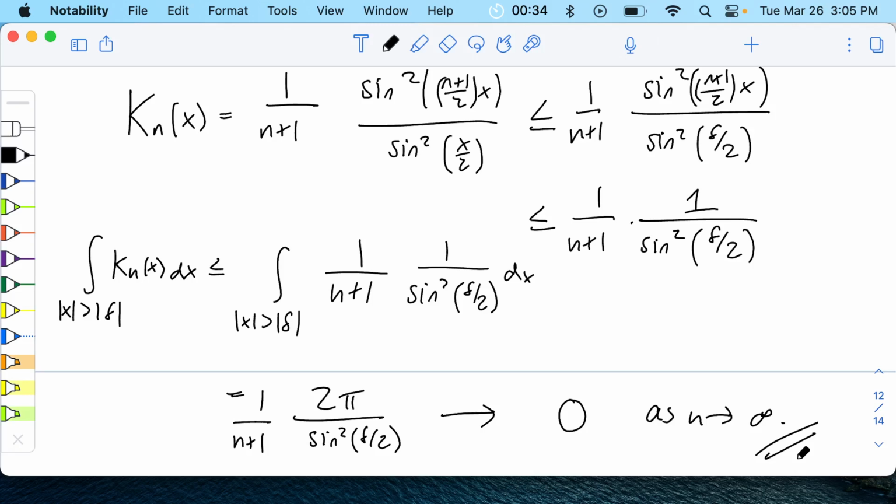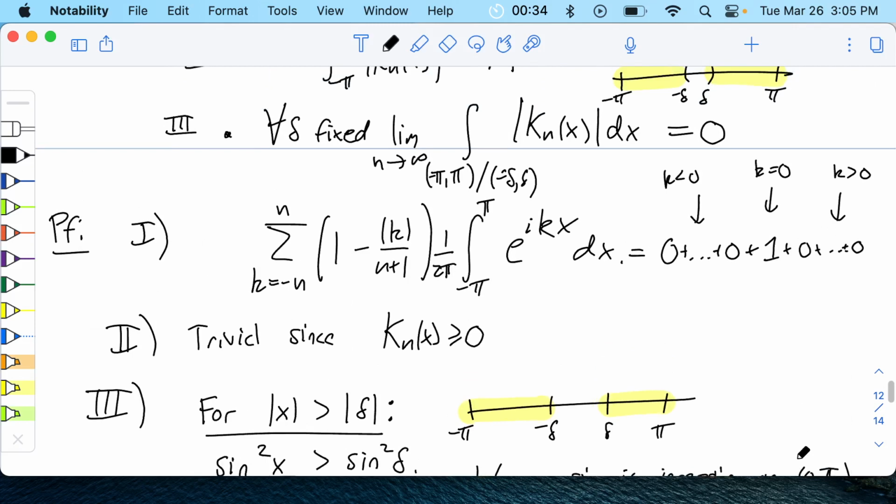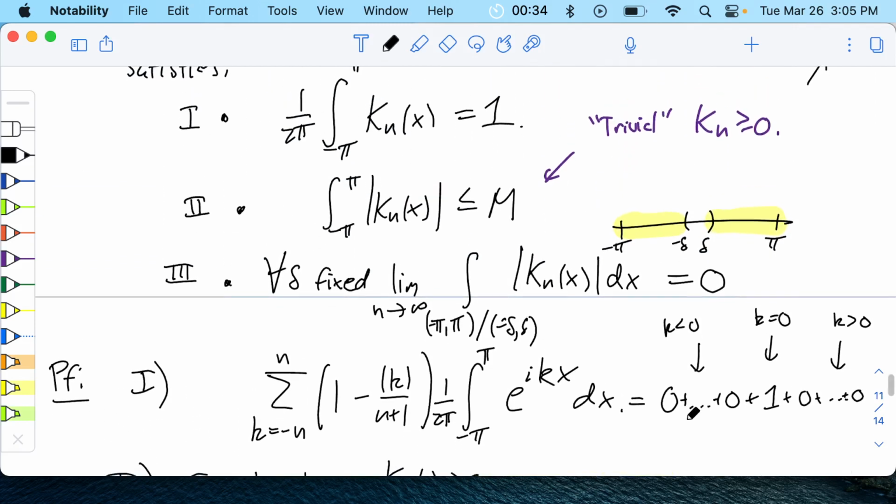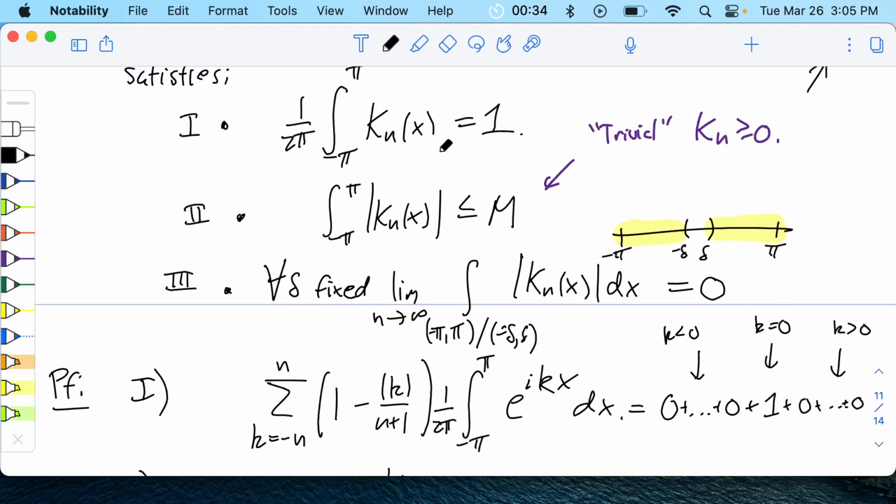Yeah? Do you mind explaining the proof of point 1 again? Yeah, let's do point 1 again. Point 1 just says the total integral is 1. And Kn is made of a sum of many functions, one of which is exactly the function 1, and you integrate it, you get 1, and a lot of other functions that integrate to 0.